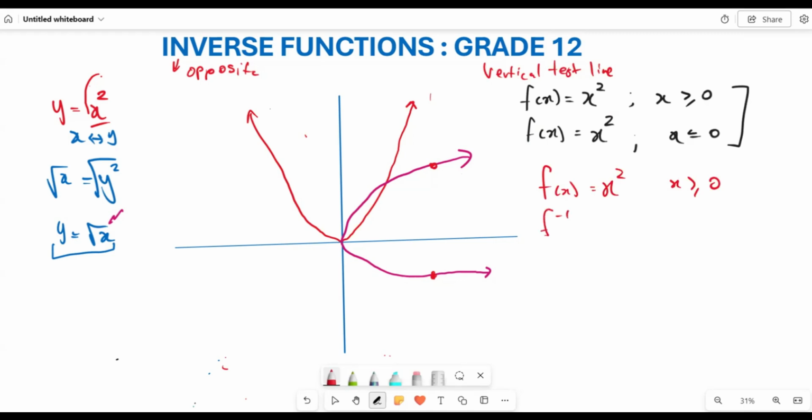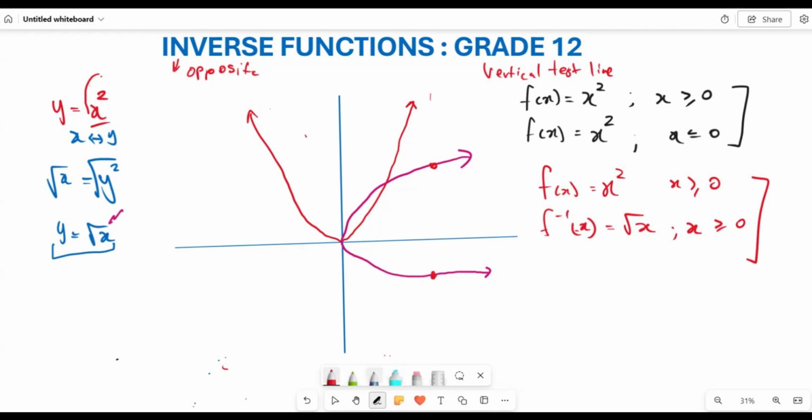Remember, we just discussed this, that this will be the root of x, right? And this will also have the condition where x is greater than 0. Now, these two will be understood as functions, right?